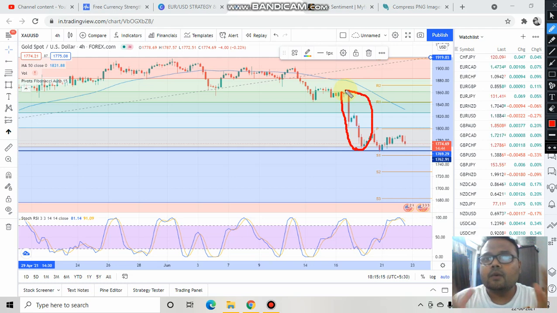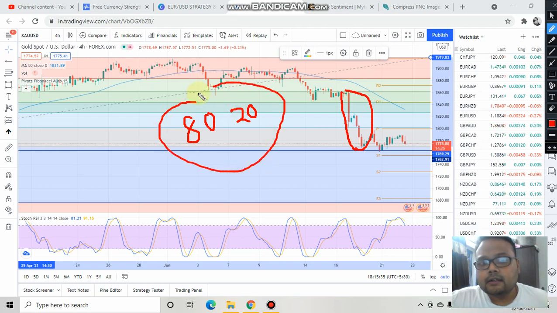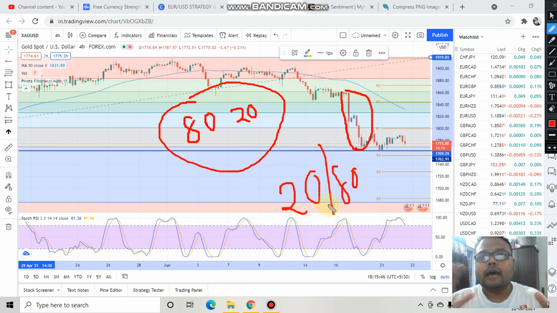It means that there were sellers in the market who dominated the market. The number of sellers were higher in comparison to number of buyers. Let's assume number of sellers were 80 and number of buyers were 20. And when we had a scenario like this, then immediately we cannot expect that this week on Monday the ratio will reverse. The sellers will be 20 and buyers will be 80 now. No, this does not happen.